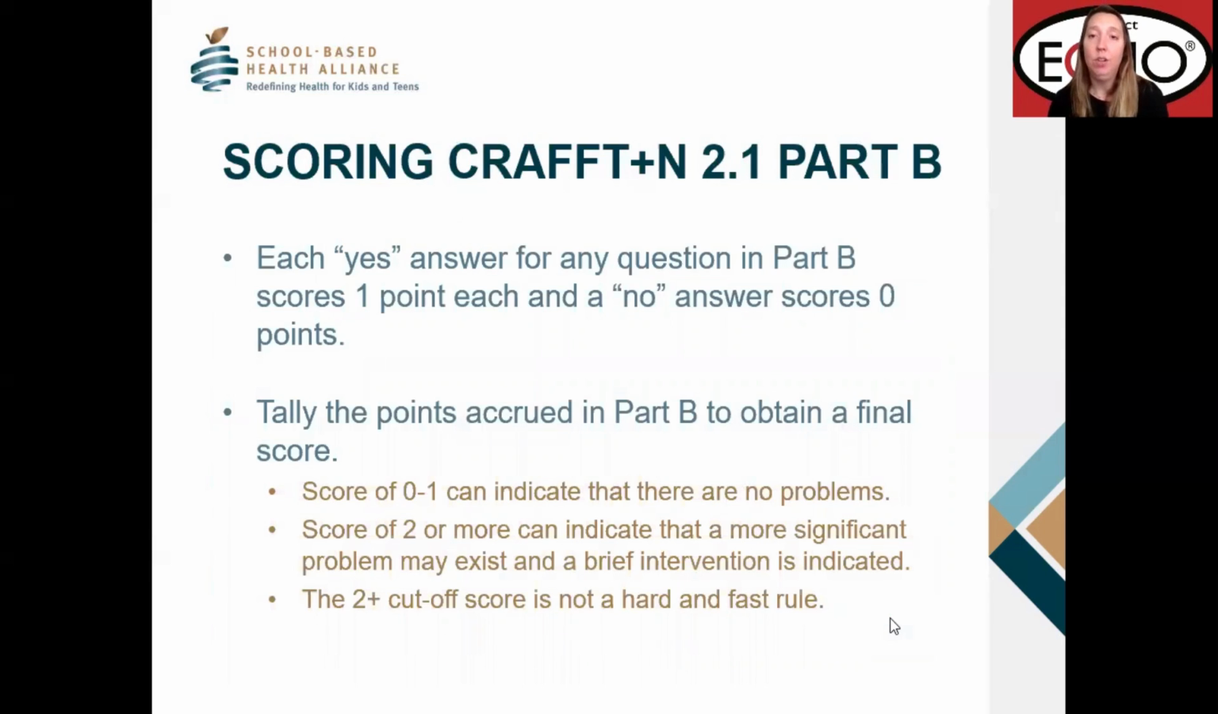Each yes answer from the adolescent for any question in Part B scores 1 point each, and a no answer scores 0 points. So you'll tally all the points accrued in Part B to obtain a final score. And so a score of 0 to 1 can indicate that there are no problems. However, a score of 2 or more can indicate that a more significant problem may exist and a brief intervention is indicated. However, the 2+ cutoff score is not a hard and fast rule. Practitioners should use clinical judgment to determine if further assessment and services are needed.